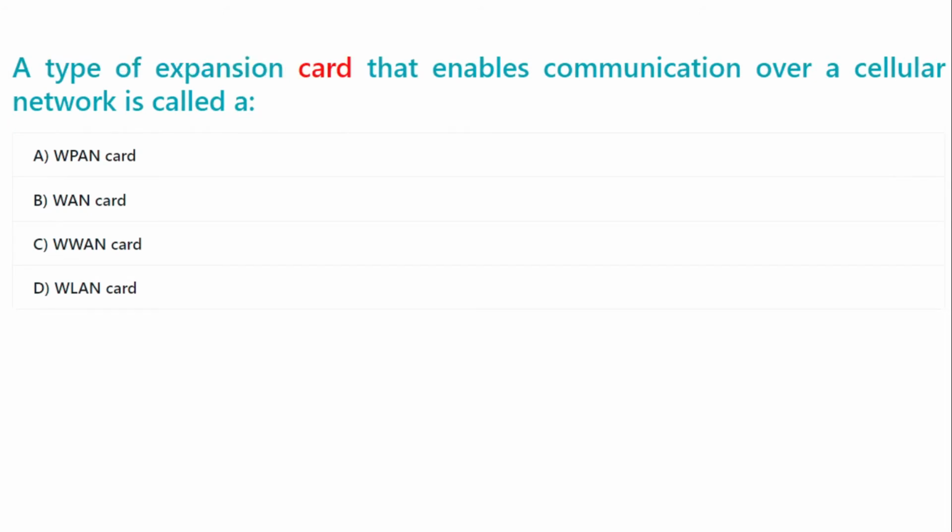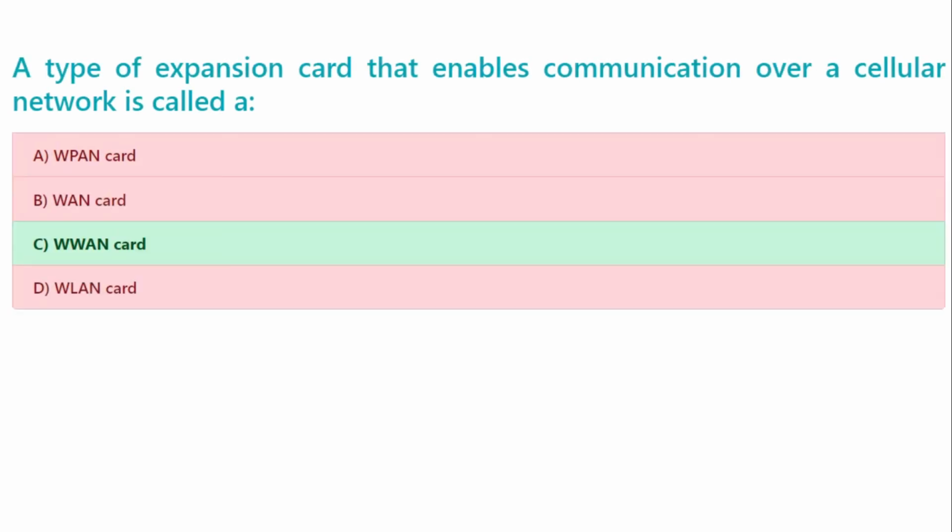A type of expansion card that enables communication over a cellular network is called A. WPAN card. B. WAN card. C. WWAN card. D. WLAN card. The correct answer is C. WWAN card.